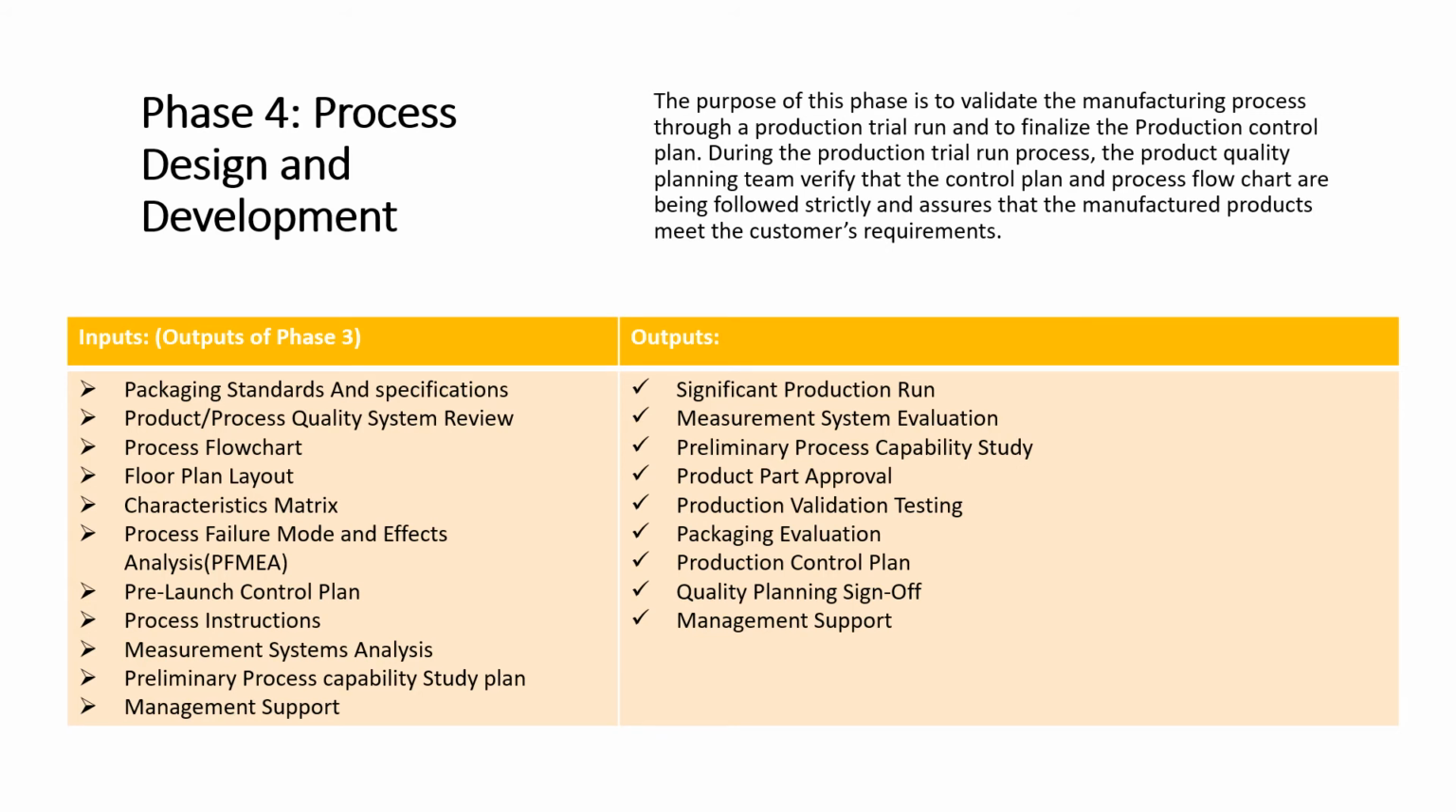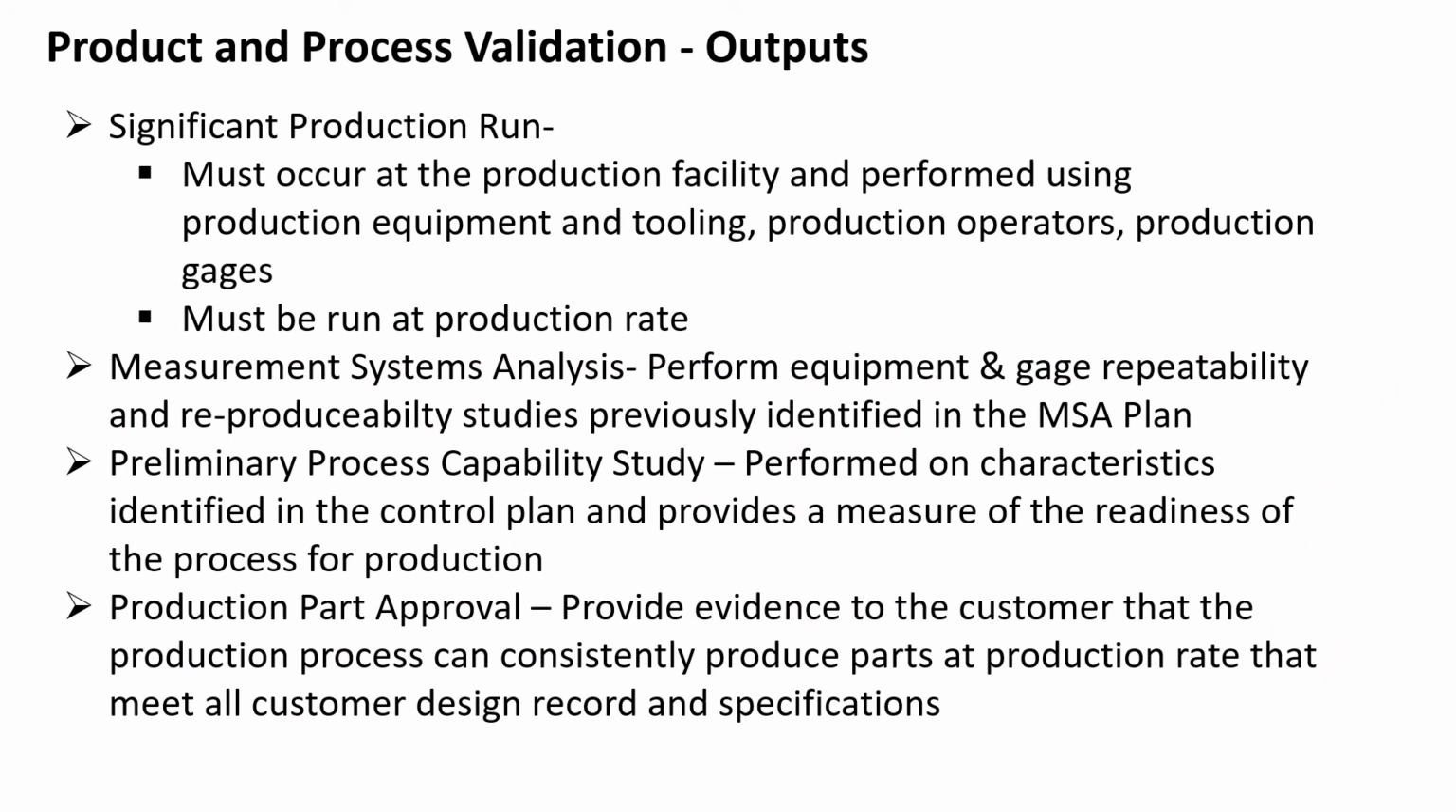Here in the validation process also, we need to ensure that the developed product, which is already verified, is validated with respect to the customer requirements. This is the phase, and here the inputs are the outputs of phase 3, but the outputs will vary. That is: significant production run, measurement system evaluation, preliminary process capability study, production part approval, production validation testing, packaging evaluation, production control plan, quality planning sign-off, and management support. So these are the detailed outputs.